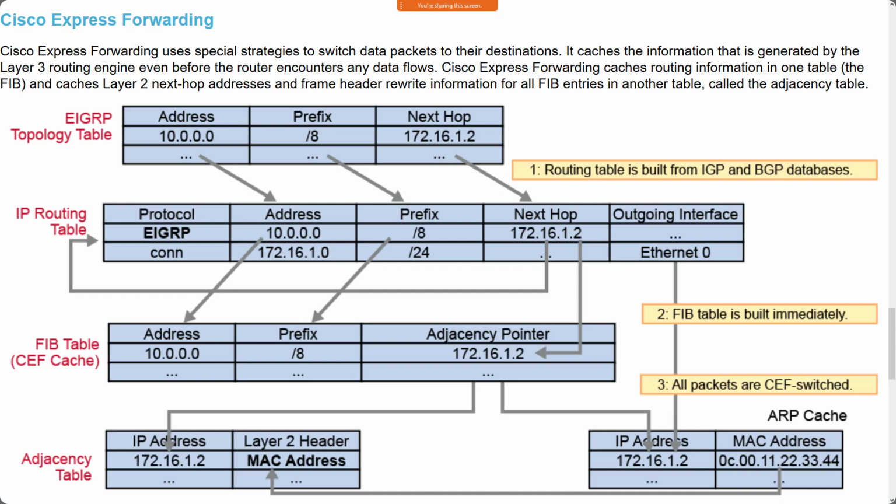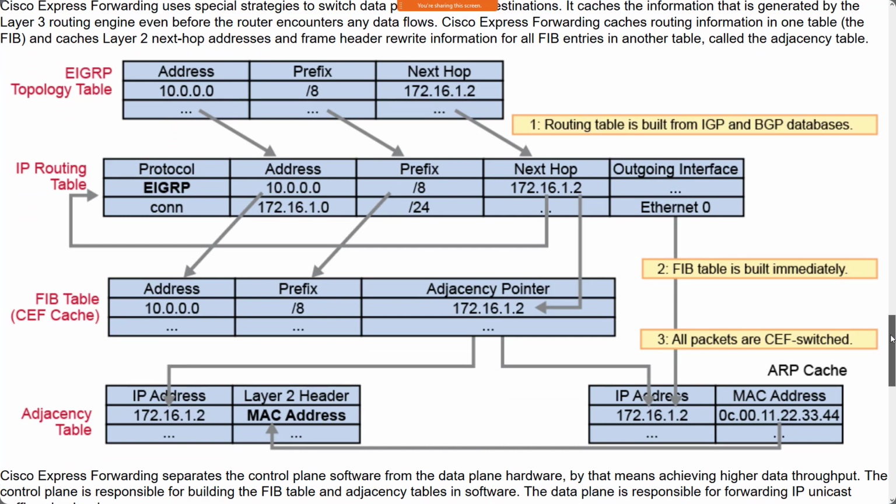So initially the router converges, we get our topology information, we get our routing table. We then automatically take that routing information and we build our forwarding information base, which is called the CEF cache, and our adjacency table, which is basically next hop to MAC address bindings, so we don't have to do ARP requests and so on. All that stuff is built automatically.